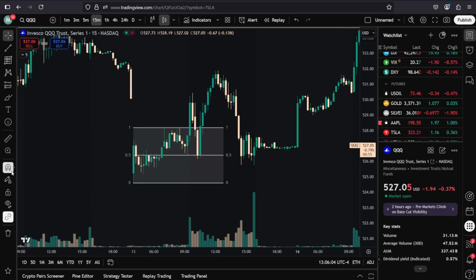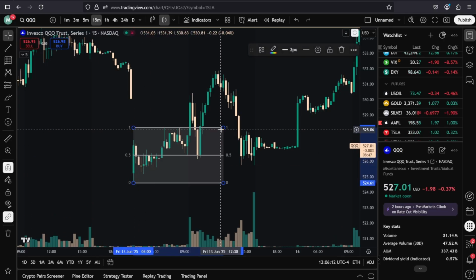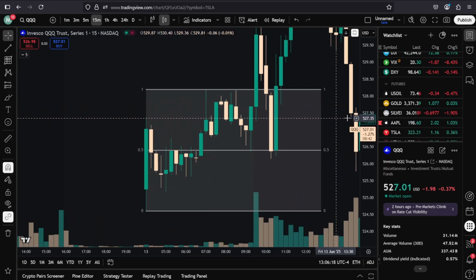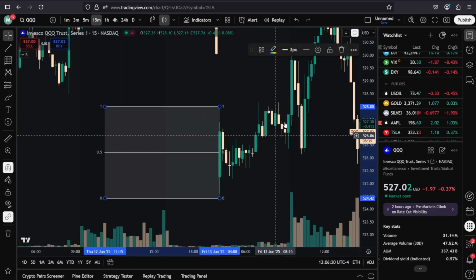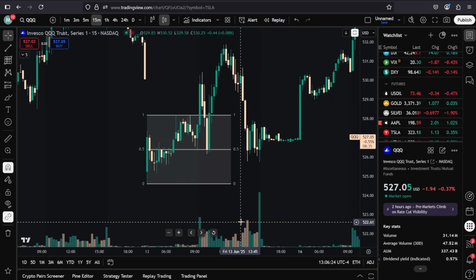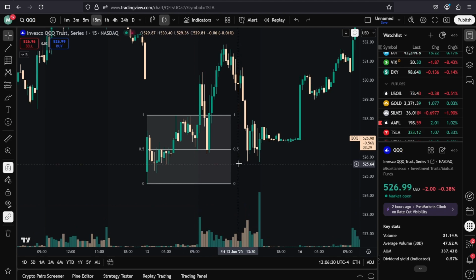Make sure that you activate the weak magnet underneath the magnet tools. This snaps to whatever level forms the high or low. It makes it easier for you to identify as opposed to zooming way in and then making sure that you're lined up with the wick. And that's about it. The other thing that I have activated is volume. Volume is there for validation reasons. If the volume's decreasing as price is going up, it means it's probably an invalid move to the upside, vice versa.